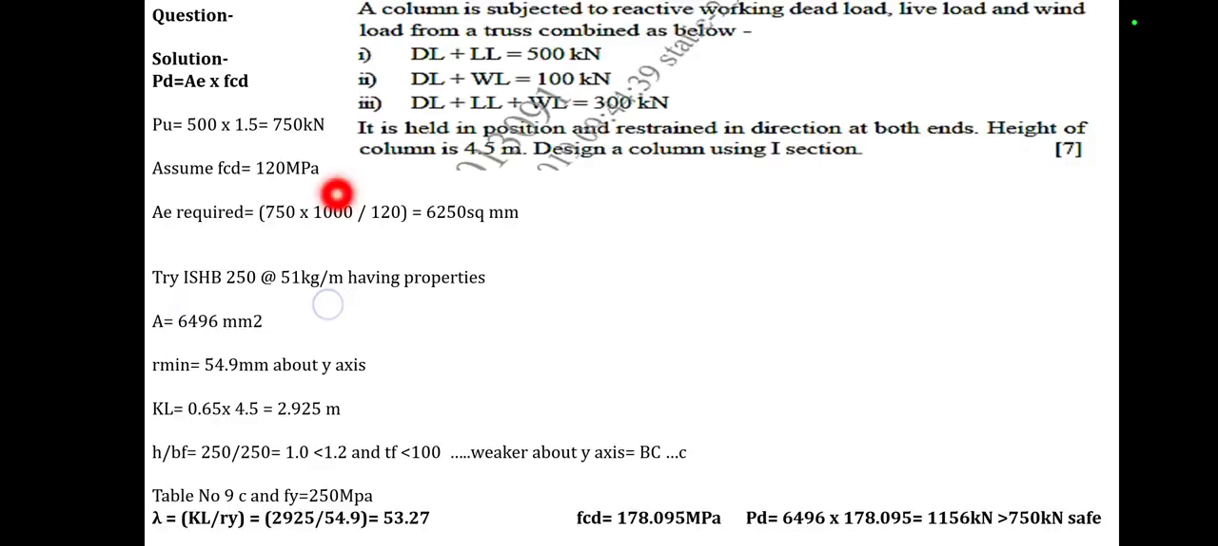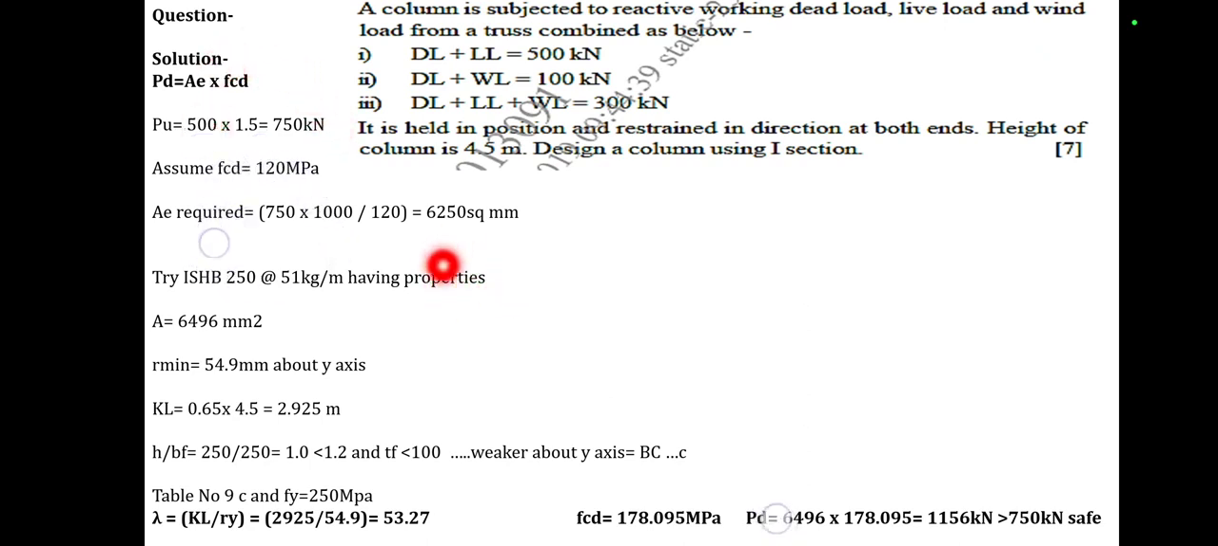And this is the solution for our numerical. Firstly, we have to write down the PD, that is the design load. Now here, to confuse us, there are three loading cases given. We have to take the combination which has the maximum loading. So the first formula is PD equals AE into FCD.